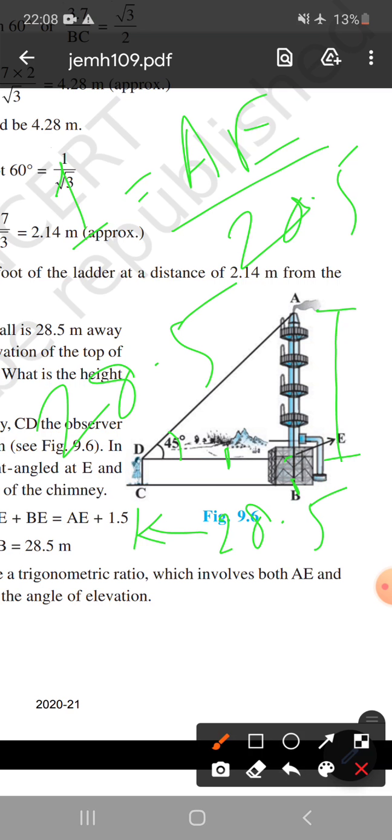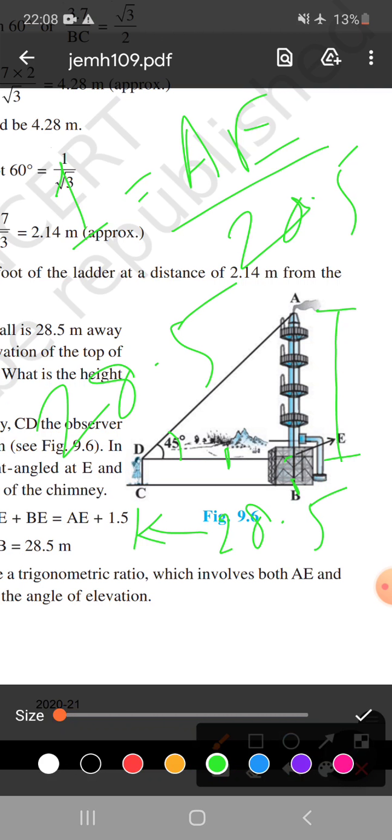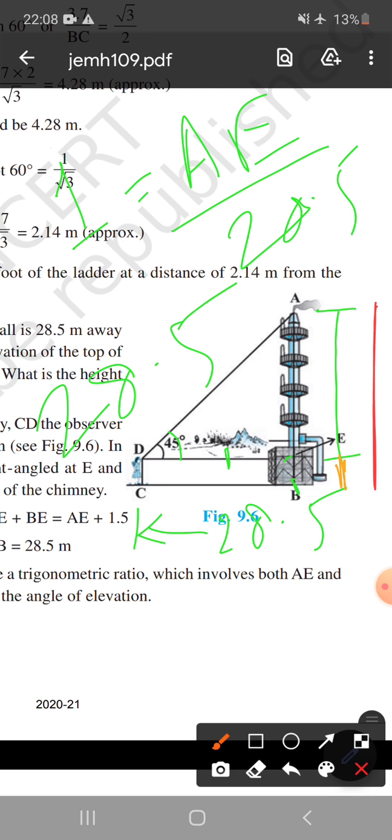Height. We are given that our observer is also 1.5 meter tall. So total height of our chimney will be this much, that is AE plus EB. So the final height of the chimney will be 30 meters.